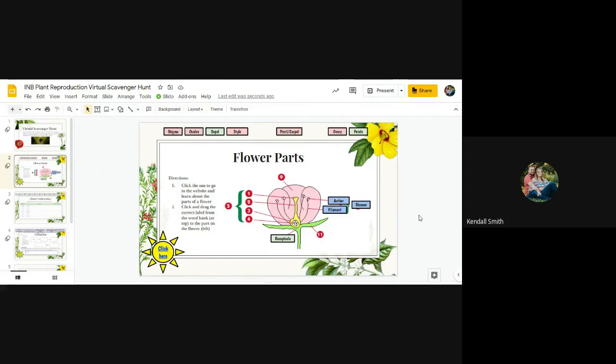Okay, so you're going to do the rest on your own, click and drag, and then when you're completely finished, you'll submit. Okay, so parts of a flower. Flowers are important for sexual reproduction in flowering plants. We call flowering plants angiosperms.